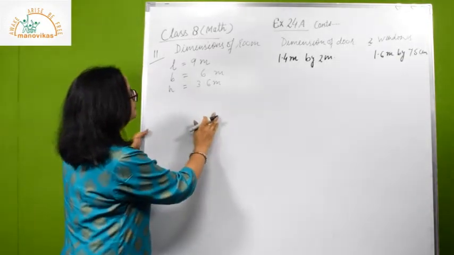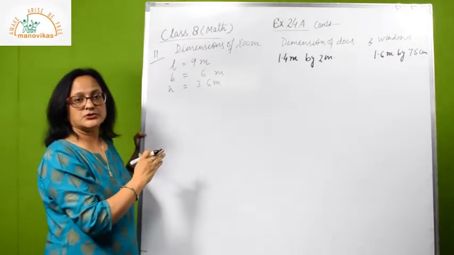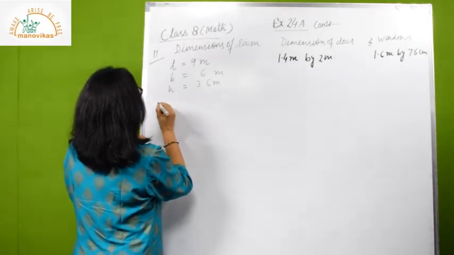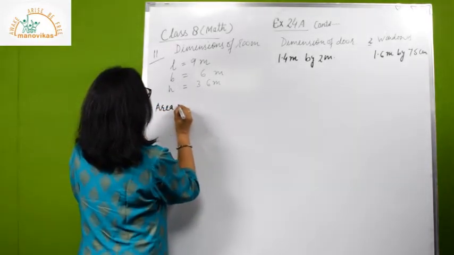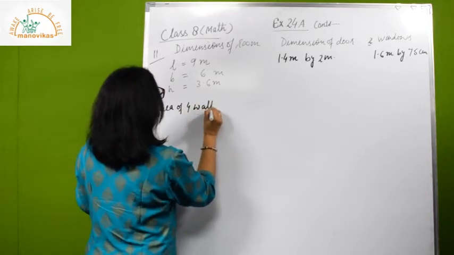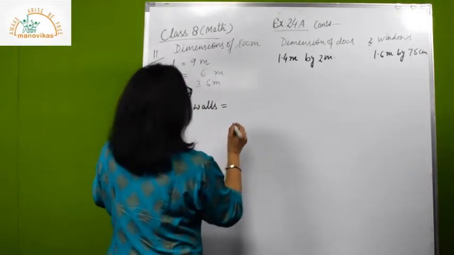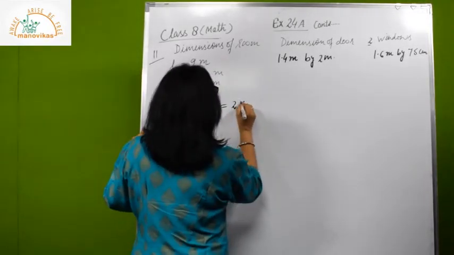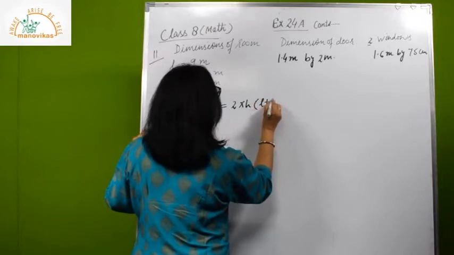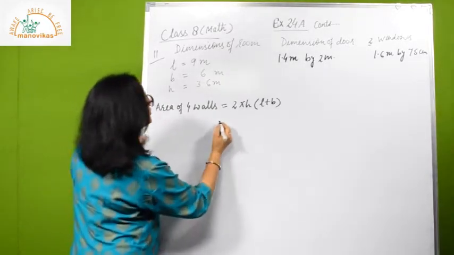So dimensions of the room are given. You have to find the area of four walls. So first of all you will apply the formula of area of four walls. As you know, the area of four walls formula is the same as lateral surface area, and this is 2 into h multiplied by length plus breadth. Okay. Now put all the values here.